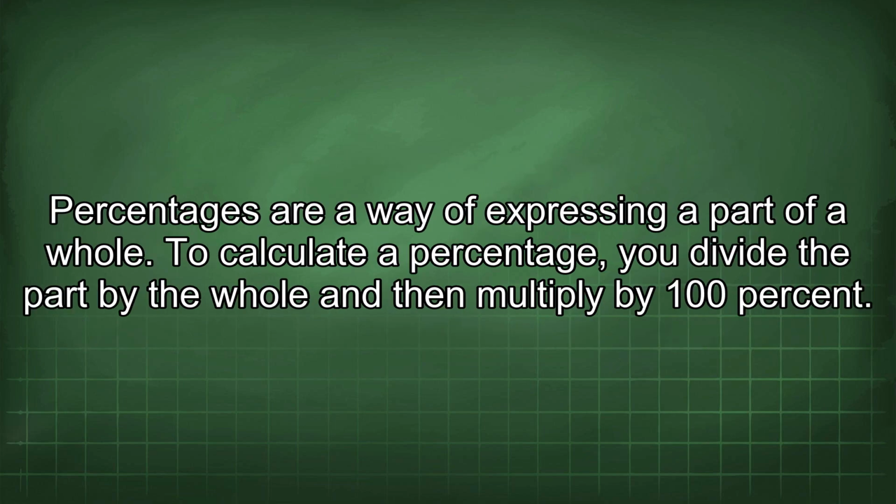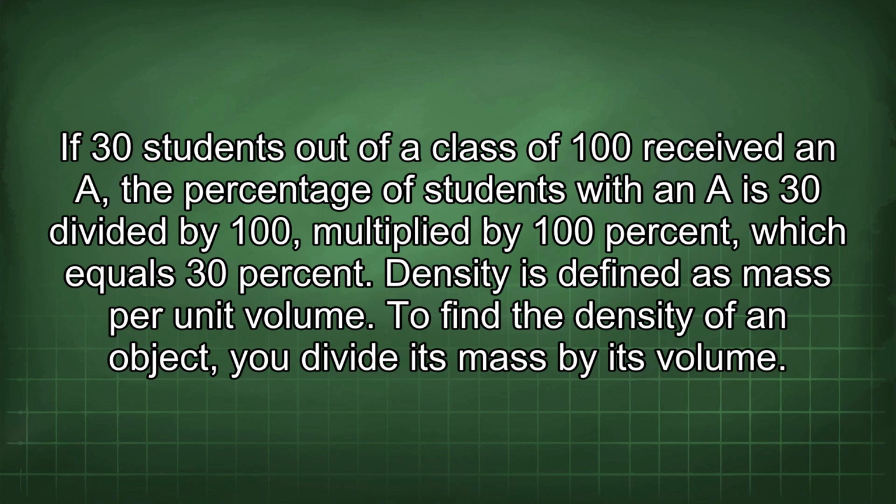Percentages are a way of expressing a part of a whole. To calculate a percentage, you divide the part by the whole and then multiply by 100%. If 30 students out of a class of 100 received an A, the percentage of students with an A is 30 divided by 100 multiplied by 100%, which equals 30%.